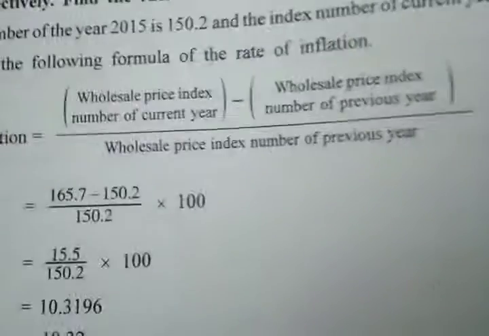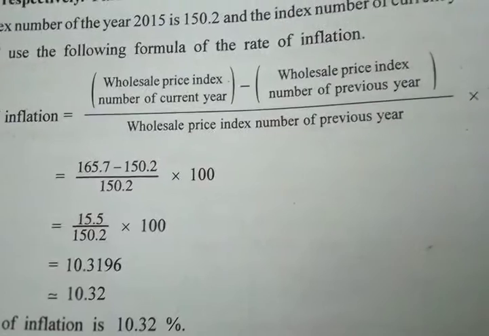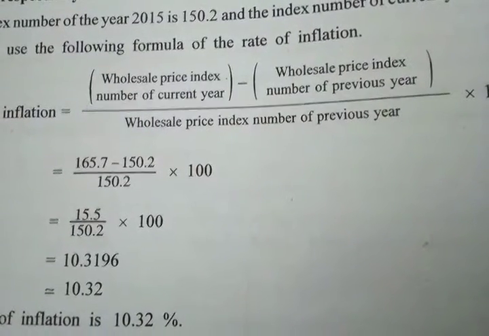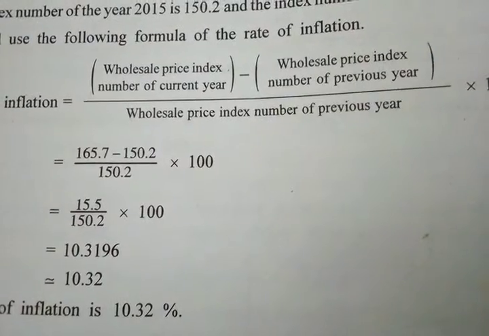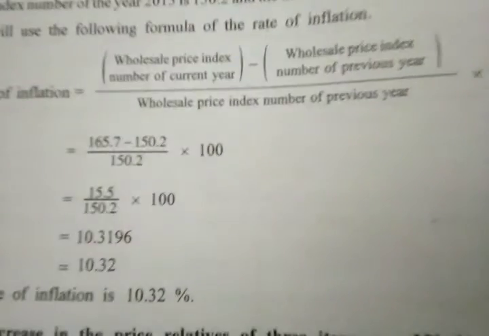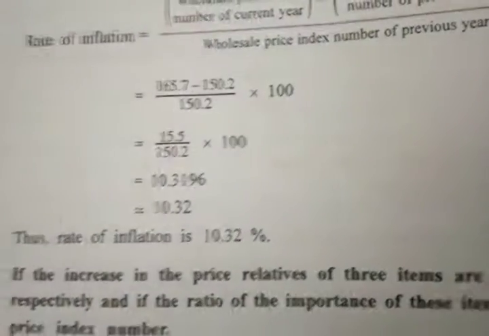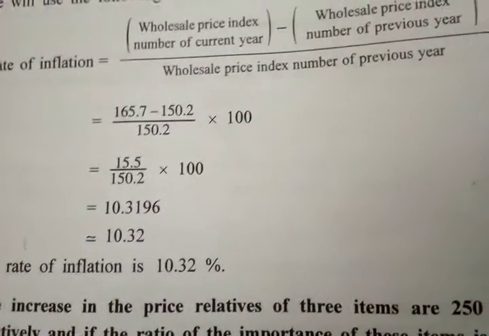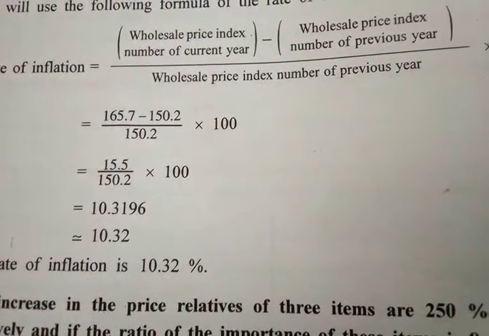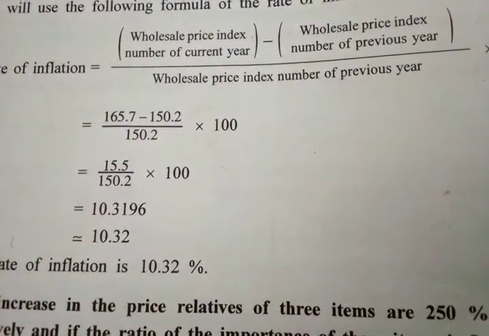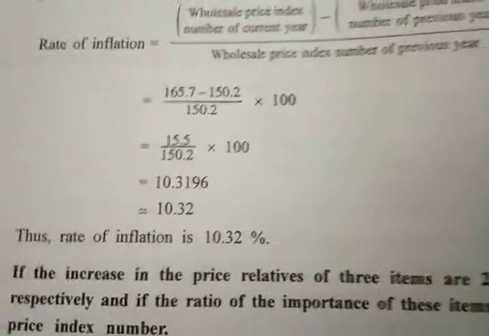We are actually given all these figures here. Wholesale price index number of current year is 165.7 and that of base year or previous year is 150.2, divided by same 150.2 multiplied by 100, we get 10.3196, which is 10.32. Therefore the rate of inflation is 10.32%. So for rate of inflation, if you want to calculate, you apply this formula and you can easily calculate it.